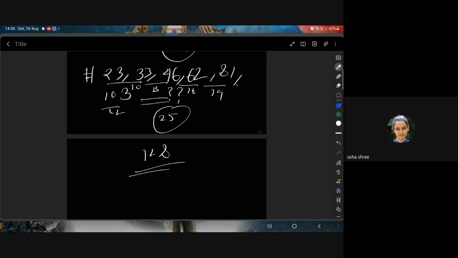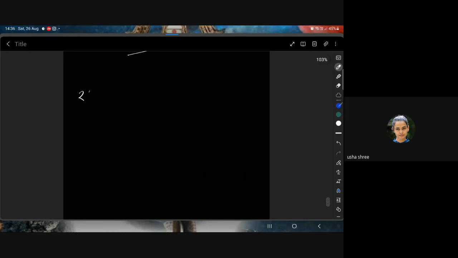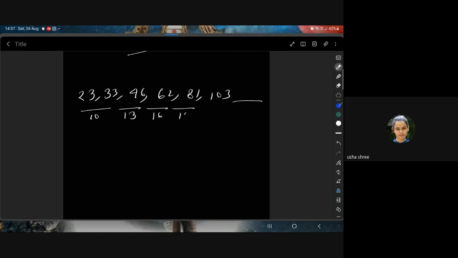Can you repeat what you said, Bhaiya? Which number did they ask you to find? Okay, 128. The numbers are 23, then 33, then 46, then 62, then 81, then 103. Then what is the next number? See the difference: 10, 13, 16, 19, 22. What will be the next difference? 25. They are increasing the difference by plus 3, so 22 to 25. If we add 25 to 103, it will be 128. Yes, Bhaiya.